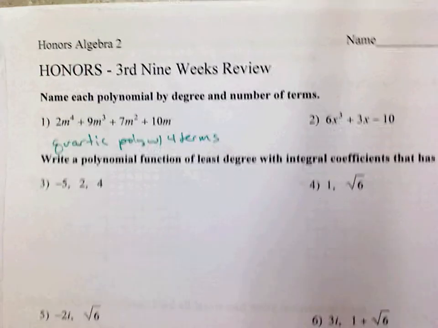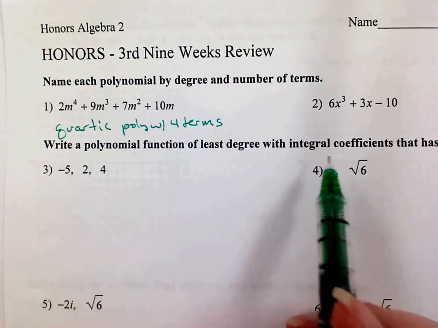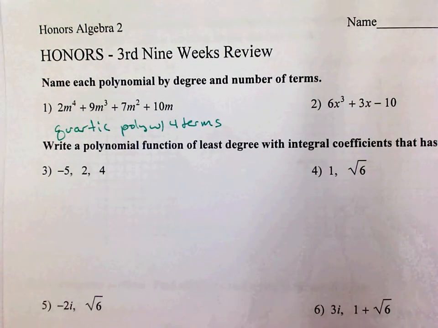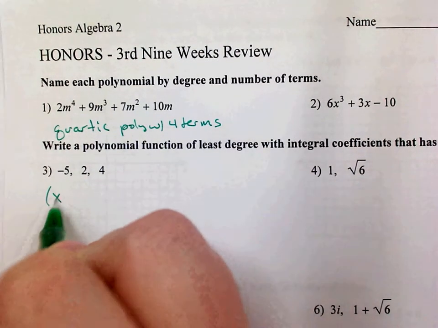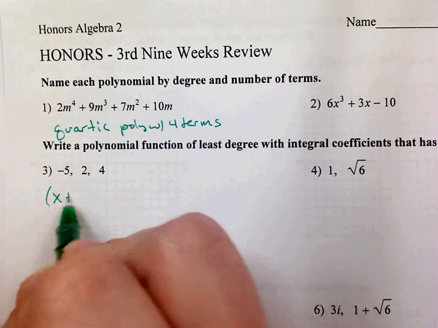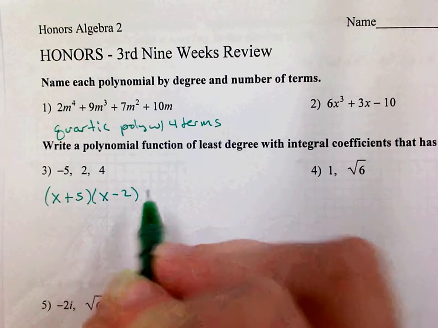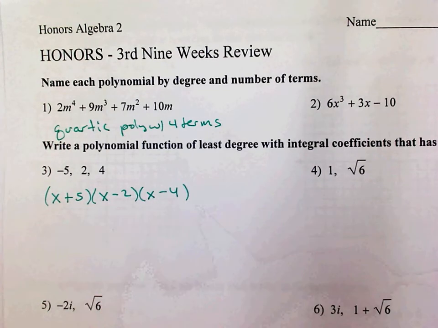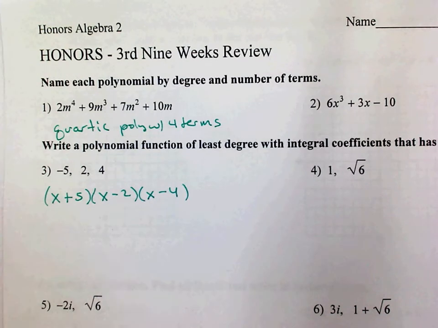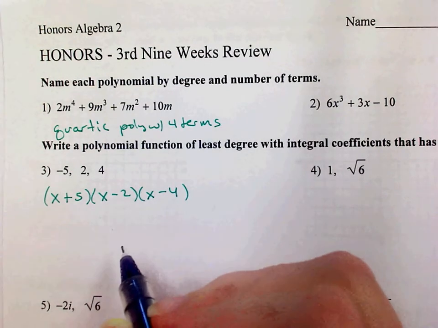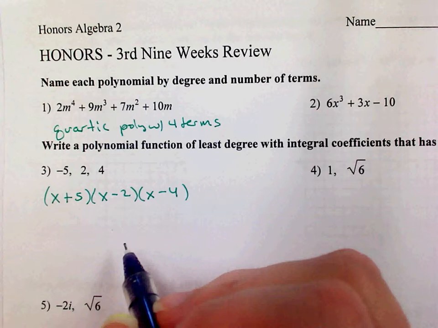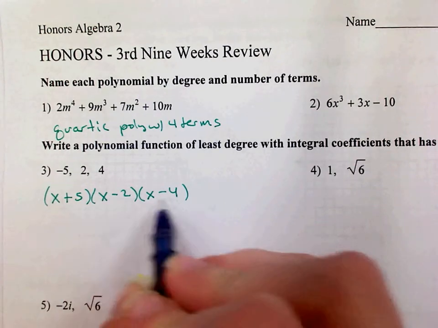Okay. Write a polynomial function of least degree with integral coefficients that has the given zeros. What do you write? x what? Plus 5, minus 2, and x minus 4. Good. Then what do we do? Well, alright. I'm going to go ahead and work the second and third one.